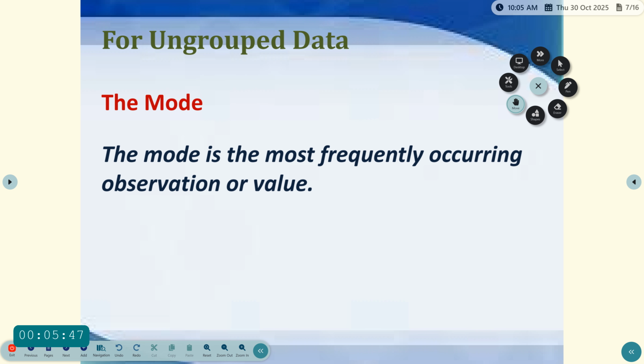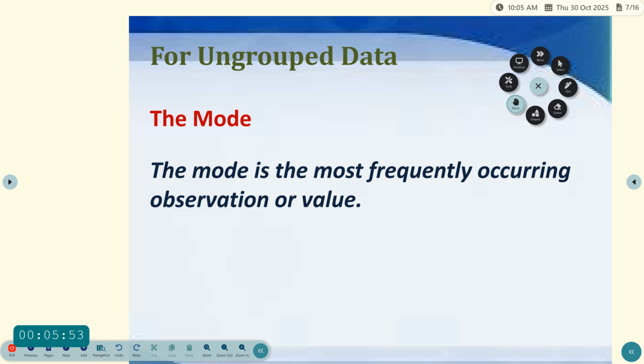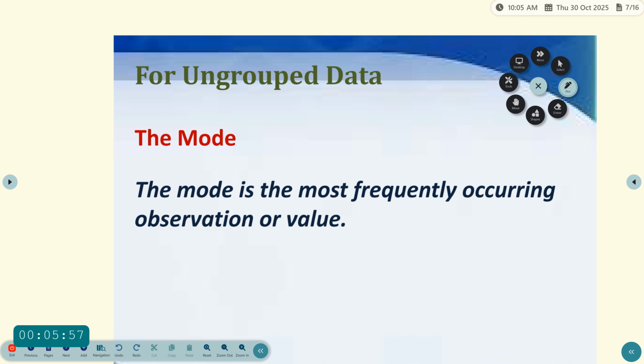Now, what is the mode? The most frequently repeated term, the most frequently occurring observation. The most frequently occurring observation is known as the mode. The data which is repeated the most number of times in the given set is called the mode.